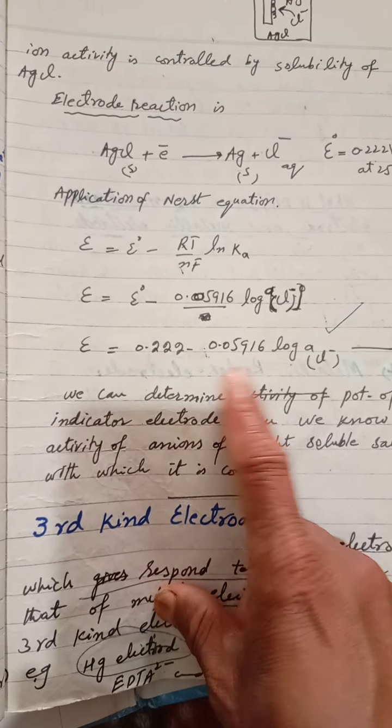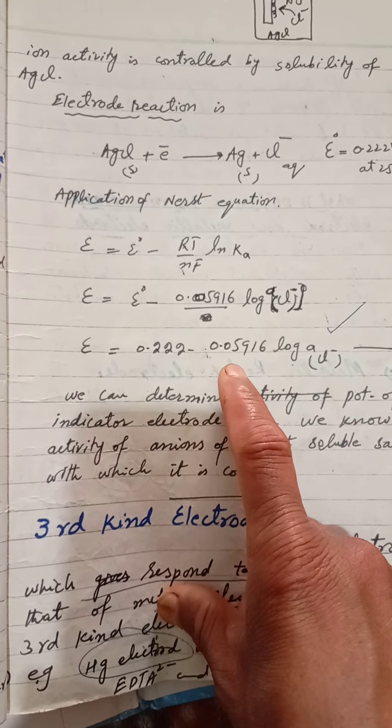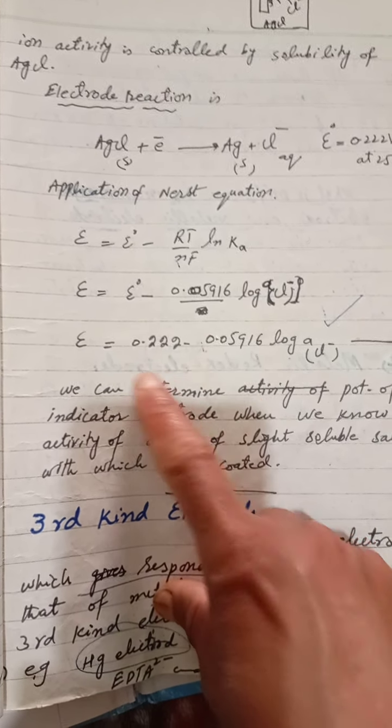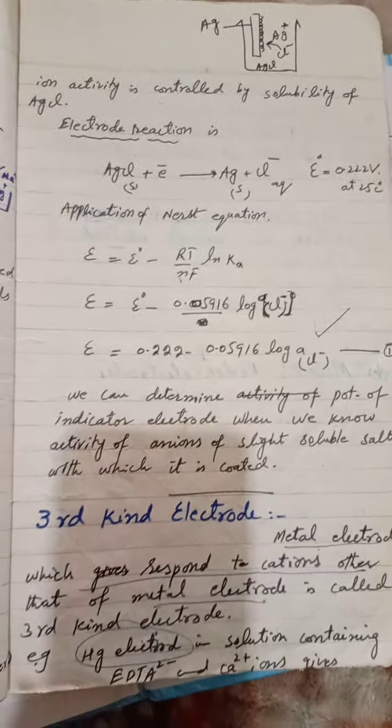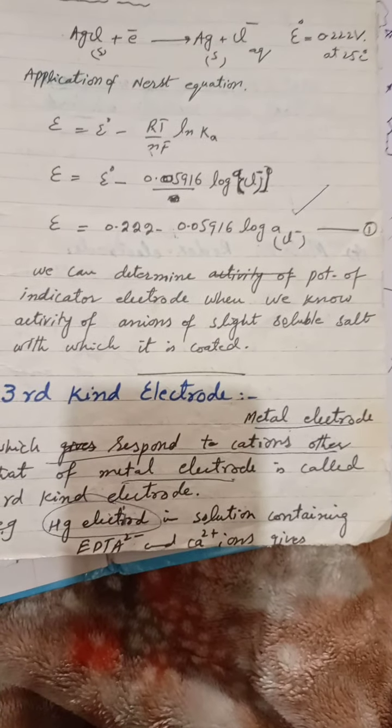When activity is unity, this will become 0.167 at 25 degrees centigrade. Electrode potential of silver we have already calculated in the applications of the Nernst equation.